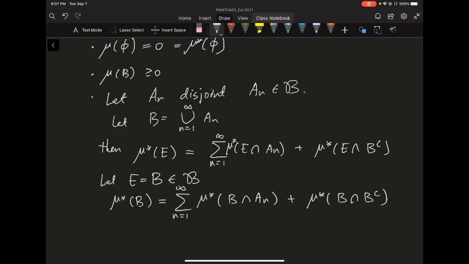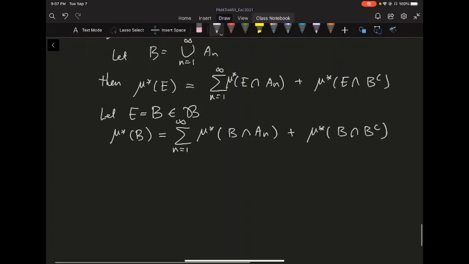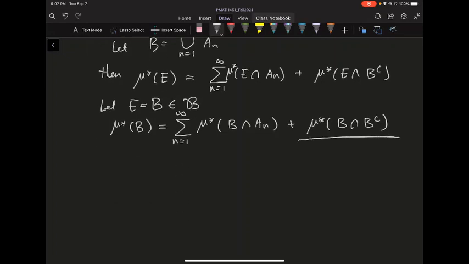Well, first of all, B and B complement have no intersection. Their intersection is the empty set, so this term is 0. And B is the union of all the A_n, so their intersection is simply equal to A_n. There's nothing else in there, so this is equal to the summation of mu star of A_n.